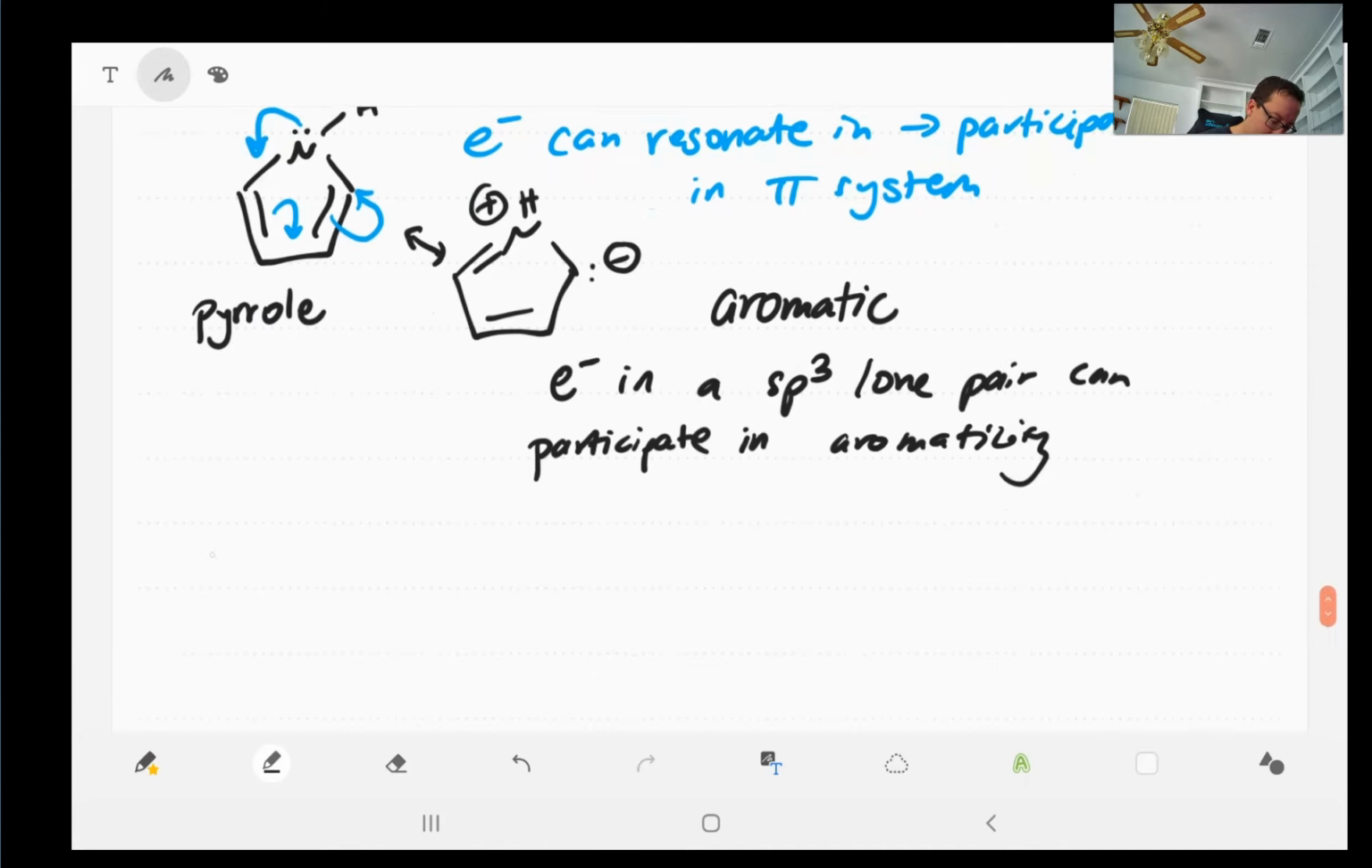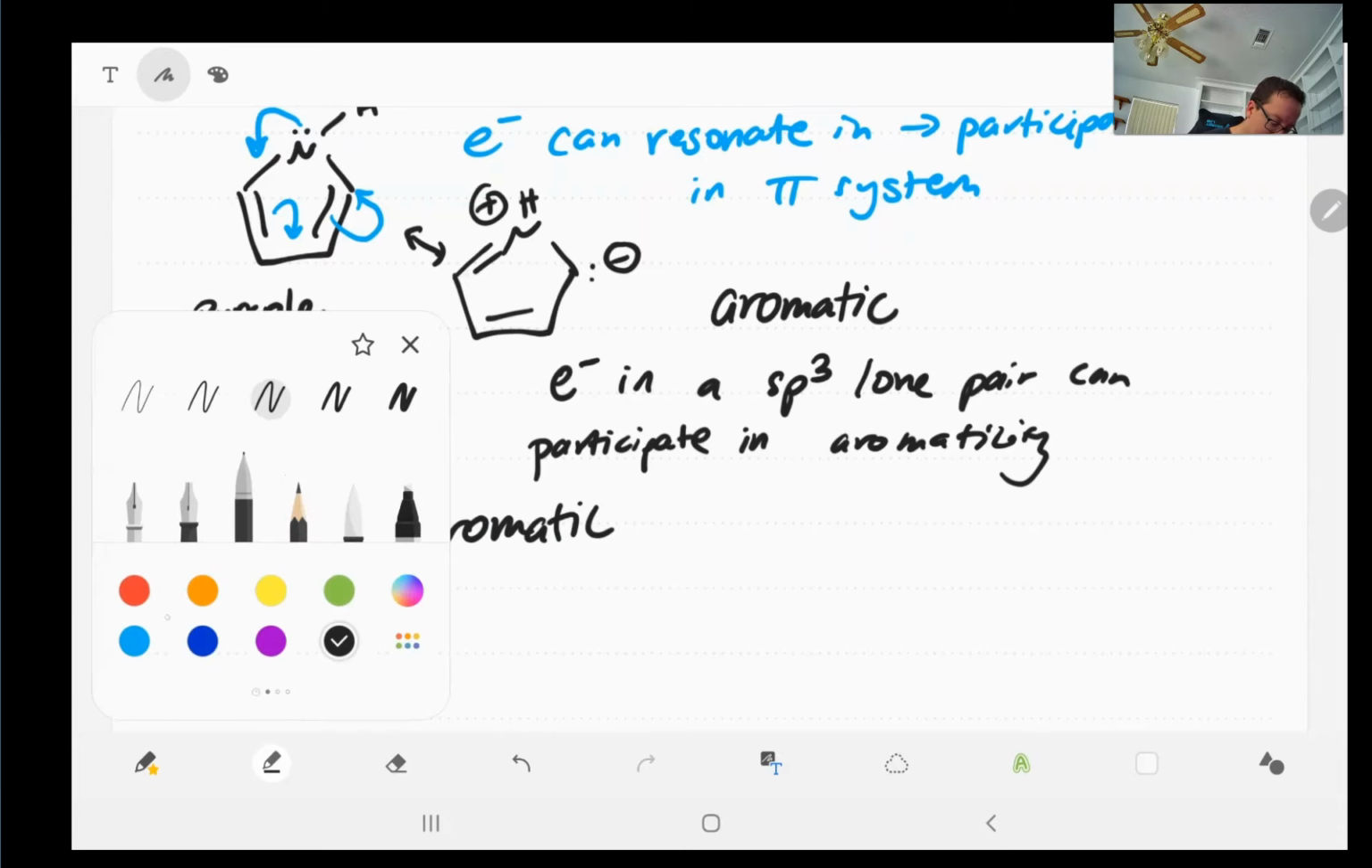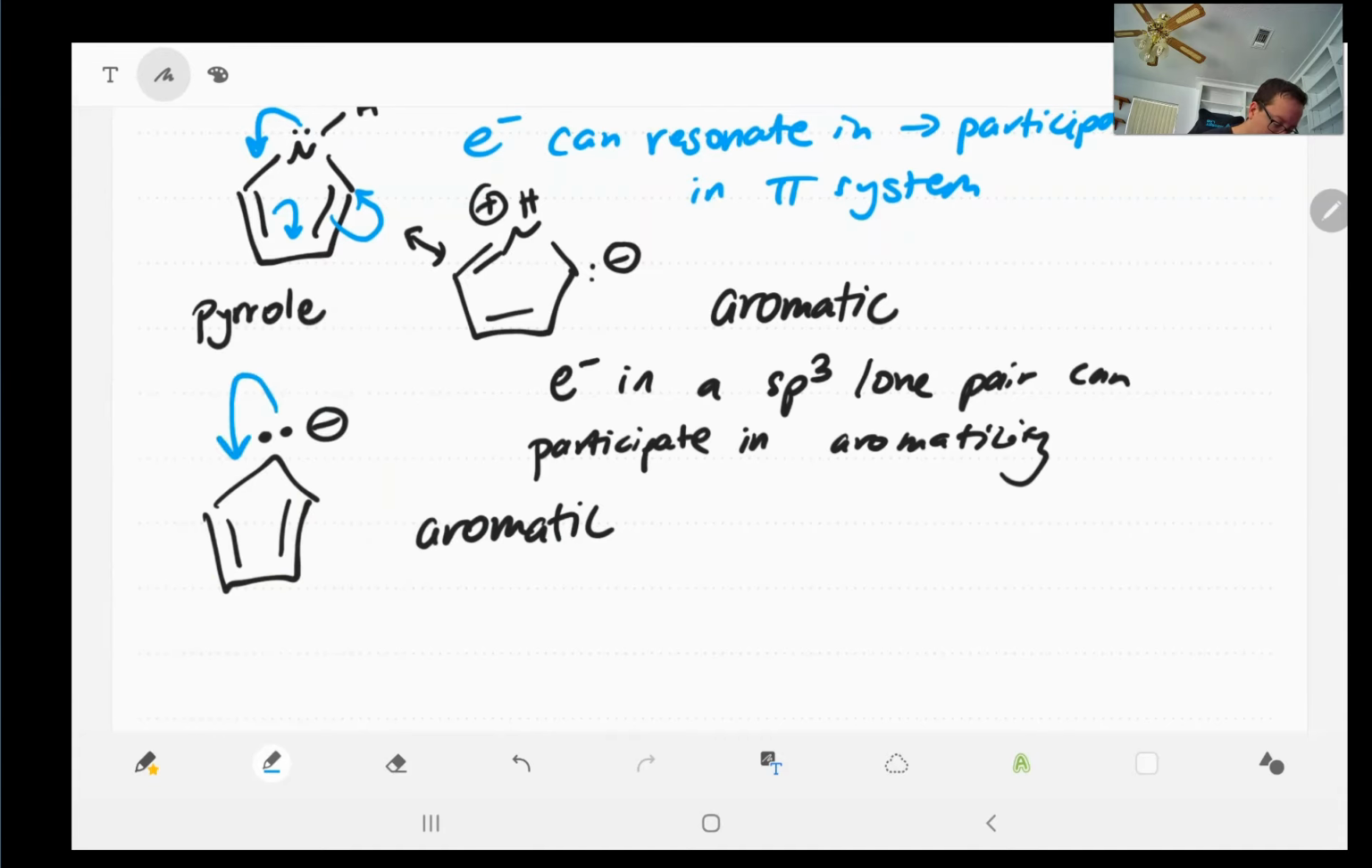If you look at, say, this one, this would also be aromatic, because those pi electrons, those lone pairs can push themselves into the system, and you can resonate them around. If you can do resonance with a pair of electrons, that means that you can count them as part of your pi system. So we have 6 pi electrons here, which is 4n plus 2, which is aromatic.